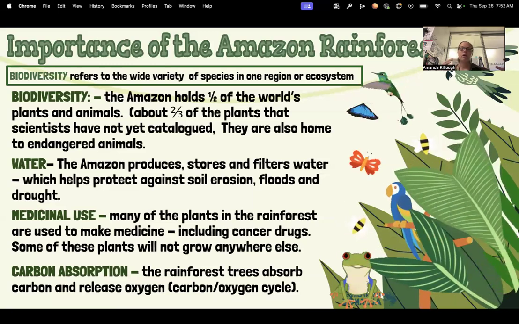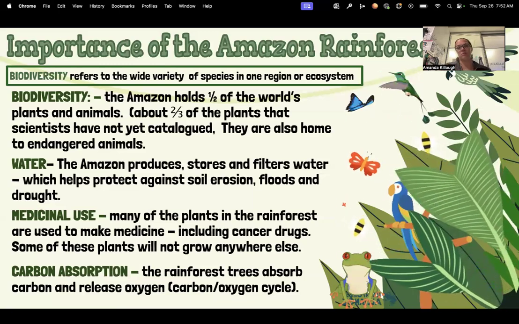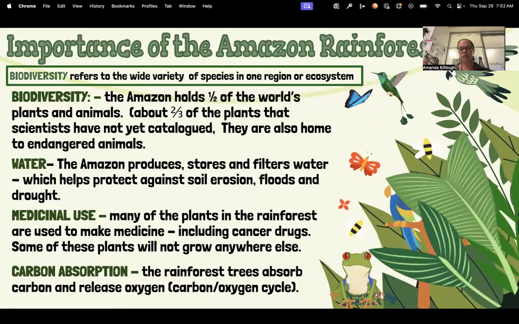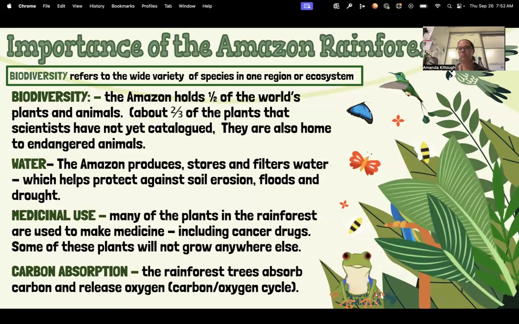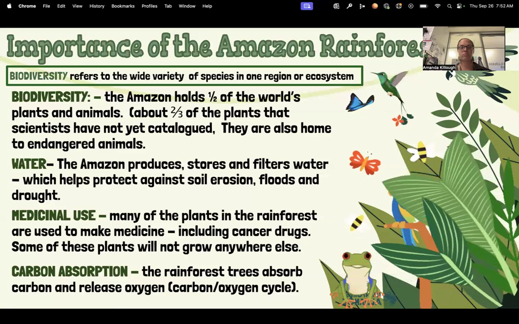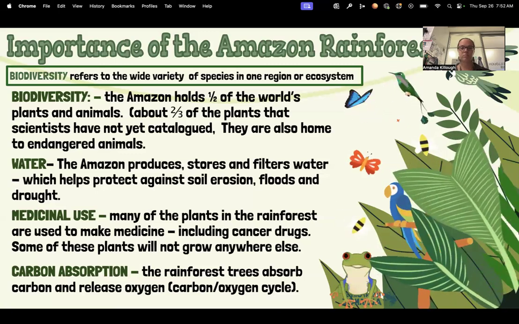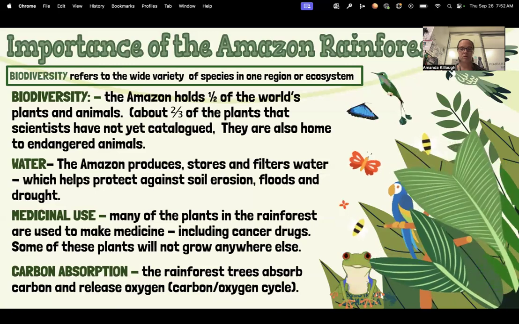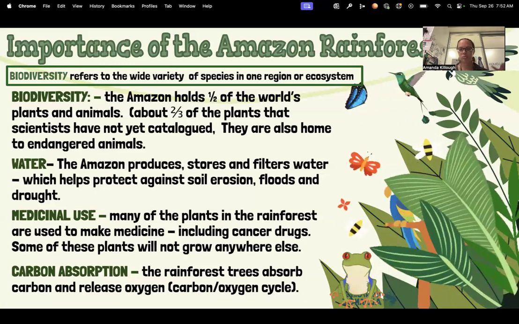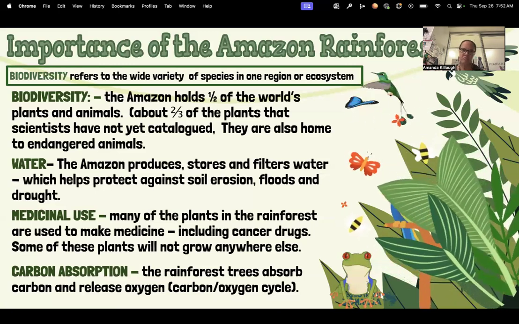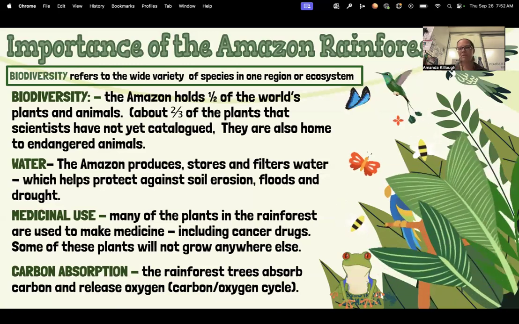Maybe something that will help Alzheimer's patients is in the Amazon. And what if we're destroying that? What if we're destroying our chance to fix that problem? Carbon absorption. Rainforest trees absorb the carbon and release the oxygen. You know that. So it's kind of an important place.